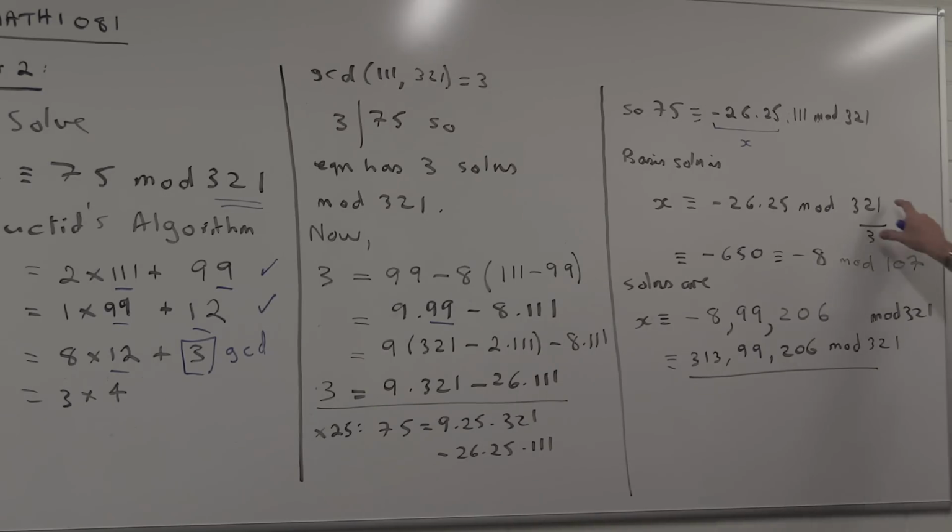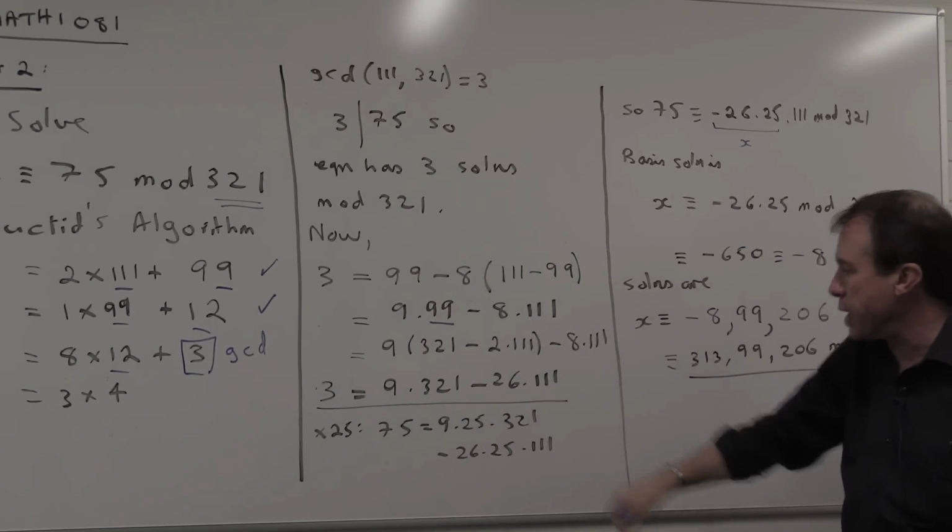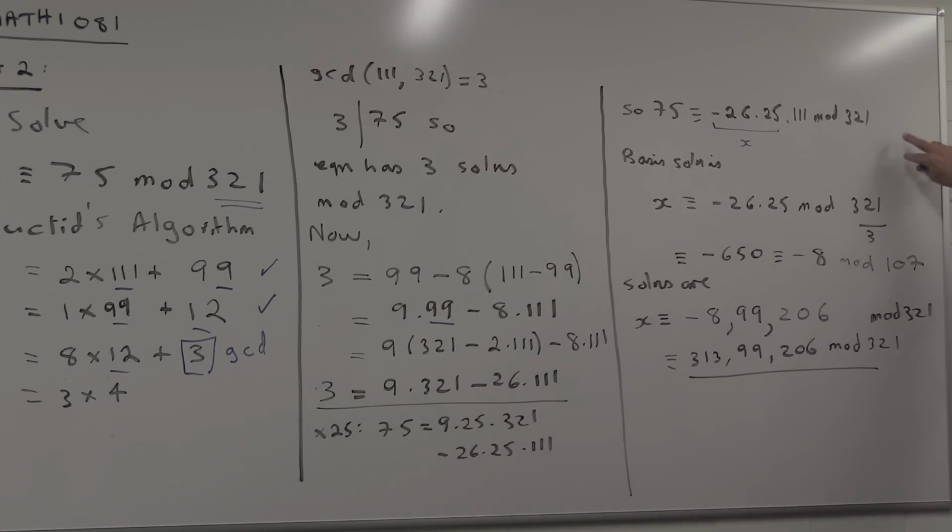So the tricky step is you've got to find your x using the Bezout identity. And remember that at the end you have to divide the modulus by the GCD to get you the new modulus. And once you've got that, you can use that to work your way back up to the 3 solutions mod 321.